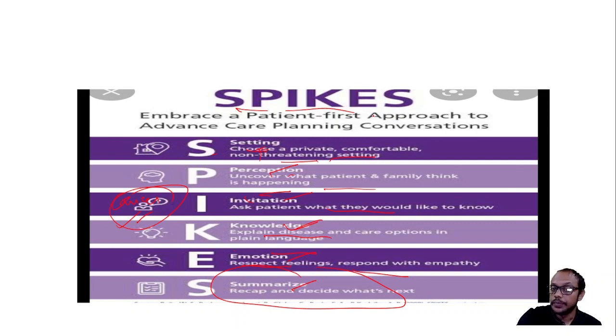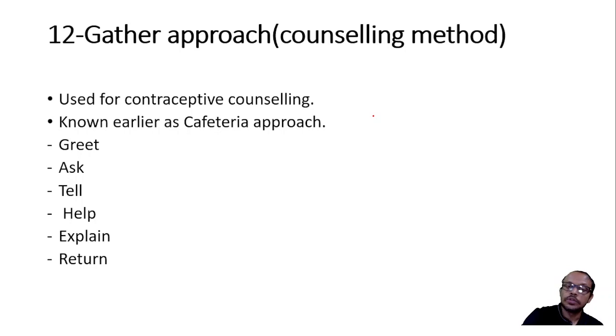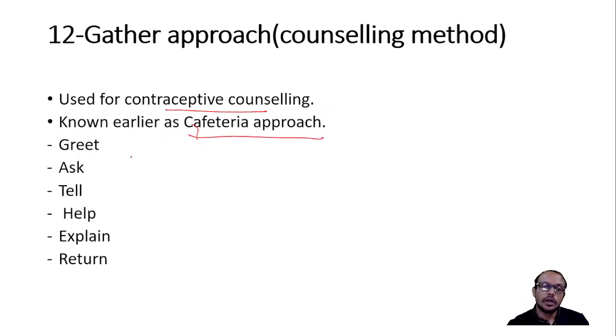Whenever we have to be more empathetic and more focused in any conversation with the patient, we have to approach like that. Okay. Another approach is the GATHER approach. It is called a counseling method for contraceptive counseling. Earlier, the cafeteria approach was there. Now GATHER approach: G for greet, A for ask, T for tell, H for help, E for explain, and R for return.